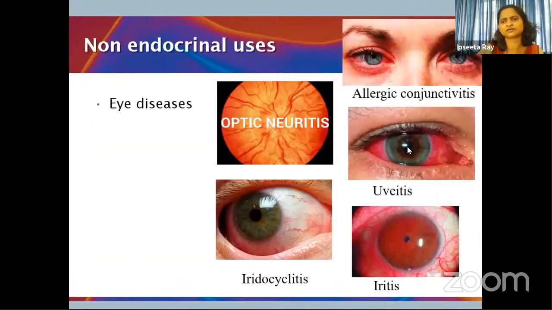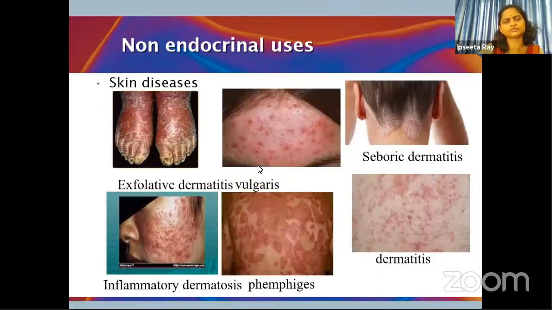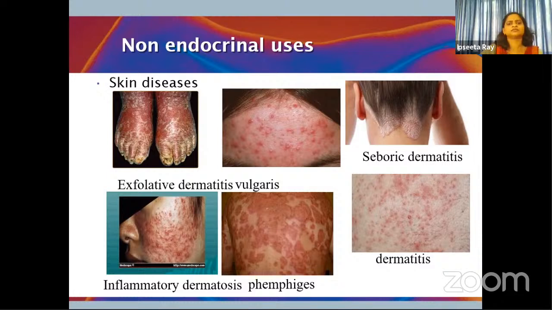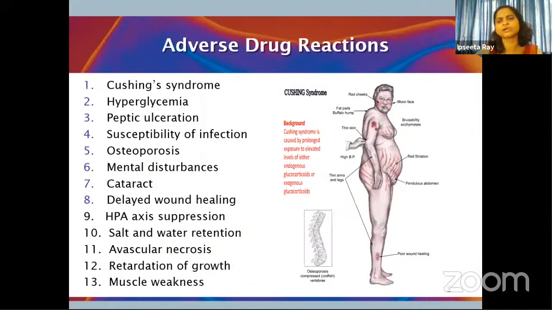Various eye diseases, allergic conjunctivitis, neuritis, because of the anti-inflammatory property. Topically, these corticosteroids can be used. Then skin diseases, right from dermatitis, then various other types of skin diseases, the corticosteroids can be used either topically or systemically, depending upon the requirement.